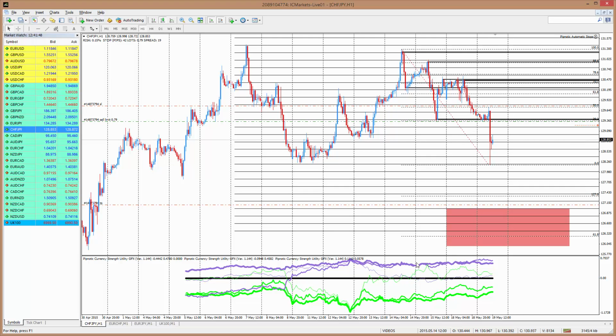It's a good idea to keep an eye on the strength readings, as these will give you clues as to what the currency pair is going to do. We want to continue to see yen strength, and we want to continue to see franc weakness, because this will bring this pair lower, which increases the chances of our target getting reached. But that's it for this trading video.